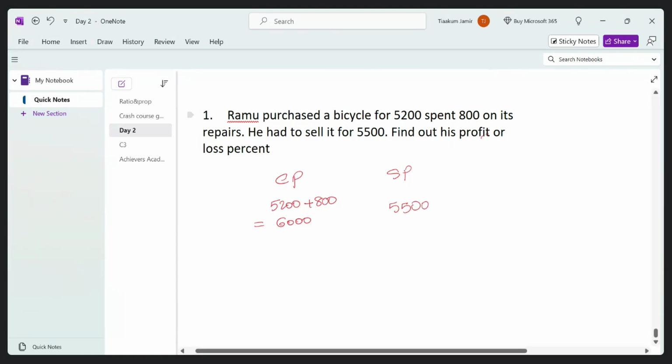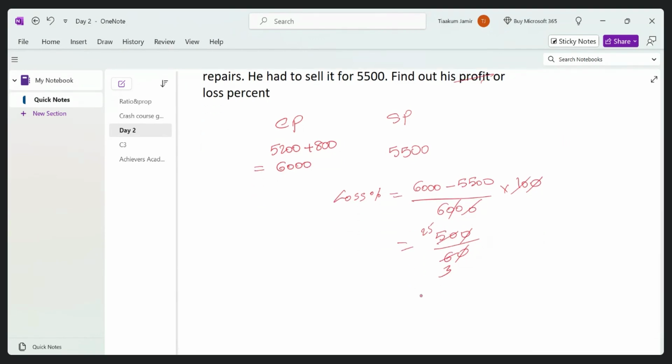So it is not a profit, it is a loss. So loss percent will be what? We know from the formula, cost price minus selling price divided by cost price, into 100. That is 500 over 6000 times 100, cancel, you will get 25 by 3 percent loss.